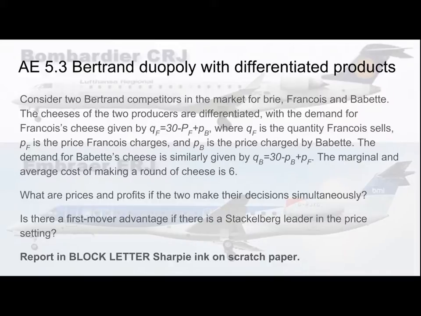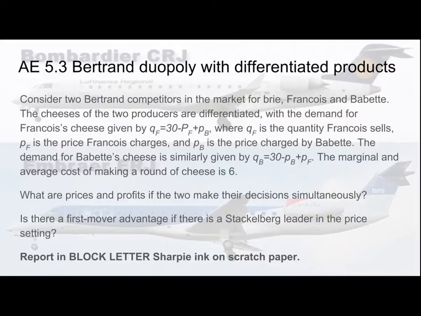We've got this Bertrand duopoly where the producers produce differentiated products, but they compete in price. The marginal cost of producing each round of cheese is 6, and the demands are, for Francois, Q Francois equals 30 minus Francois' price plus Babette's price. And Babette's quantity demanded is 30 minus her price plus Francois' price.